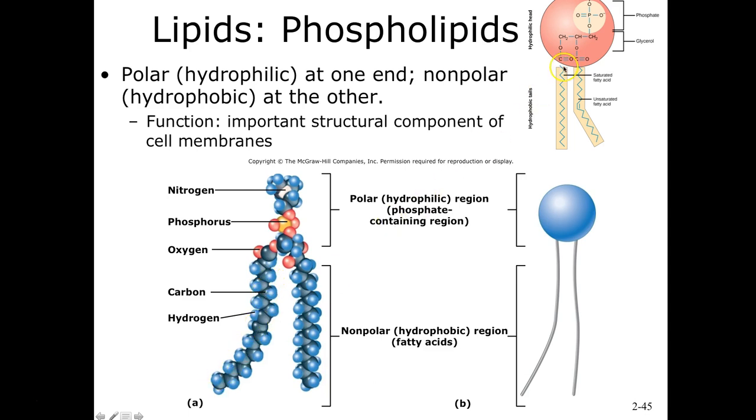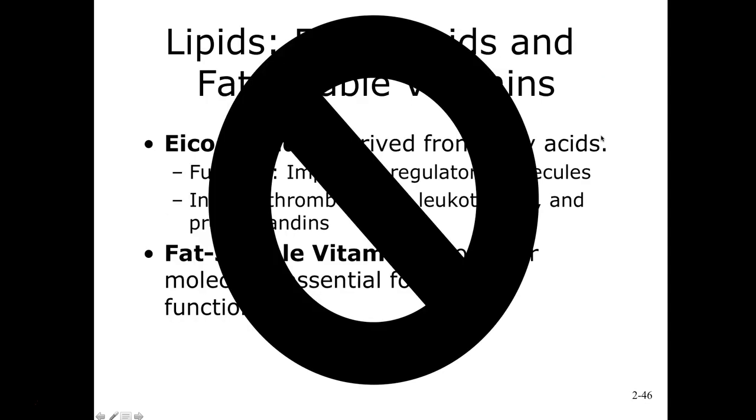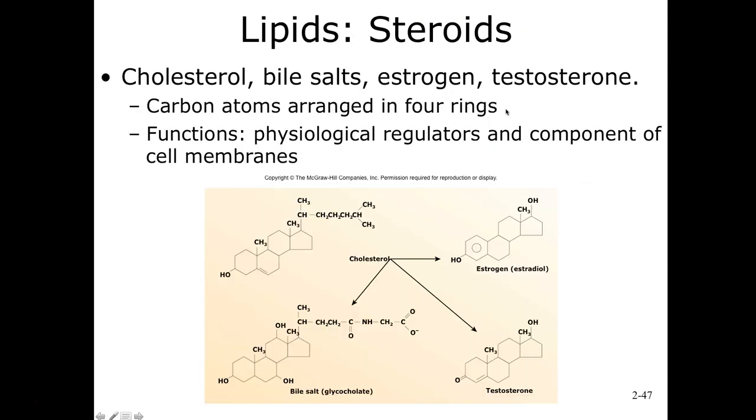I like this image over here because it shows you a saturated fatty acid chain, so you can see no double bonds here, and that's why it's nice and straight. Whereas the other chain is unsaturated, and so we have a double bond right here, and that causes a little kink in the rest of the tail. Okay, I decided to get rid of one slide for you all, so don't worry about this slide here.